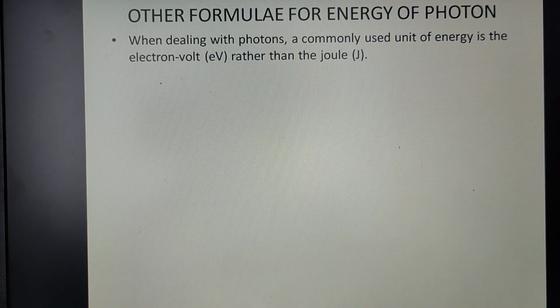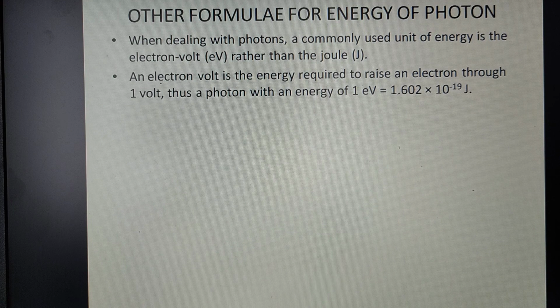Now we come to the other formula for the energy of a photon. When dealing with photons, a commonly used unit of energy is the electron volt rather than the joule. That means how we will find the energy of the photons in terms of electron volt. Whatever we have shown just now, that energy is in terms of joules, but now we will generate the energy in terms of electron volt.